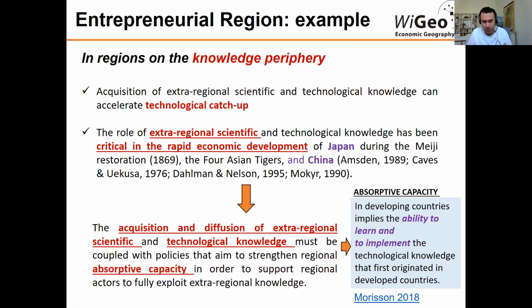Morrison summarizes that this is not an out-of-the-box idea of feeding from extra-regional scientific knowledge. Already developed countries such as Japan used this strategy to foster innovation and entrepreneurship some years ago. The same happened in China, so they also relied on scientific knowledge coming from other regions to foster their own entrepreneurial-led growth process. And he points out that for this to work it is necessary to boost the absorptive capacity, the ability to learn and implement this technology from elsewhere.